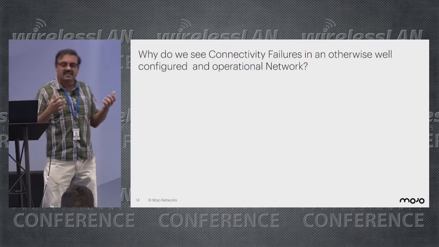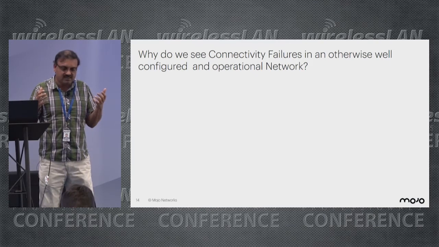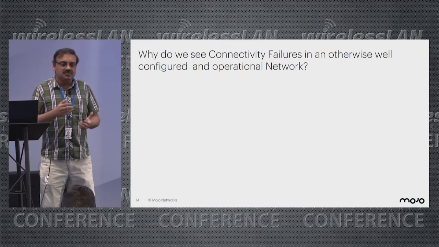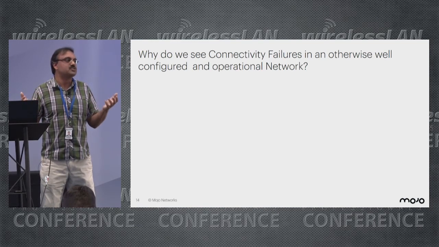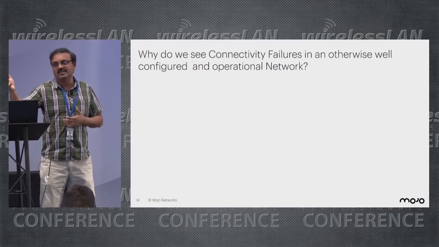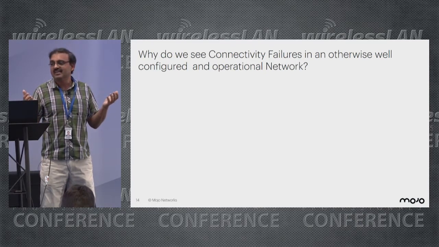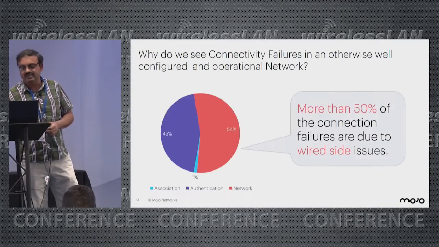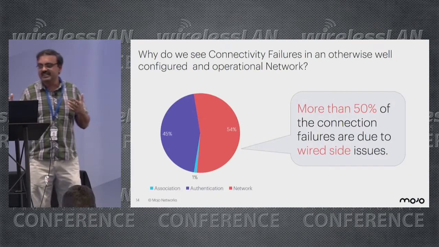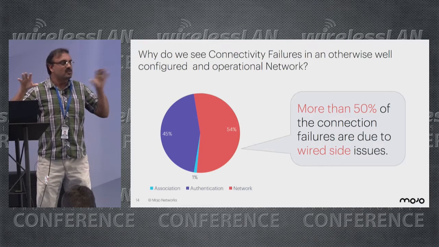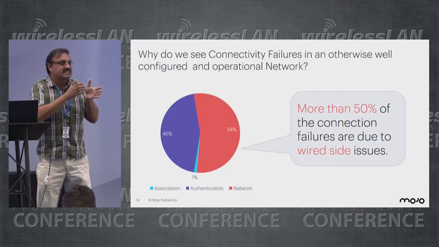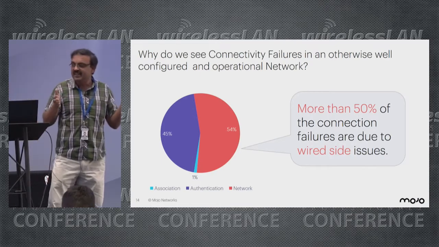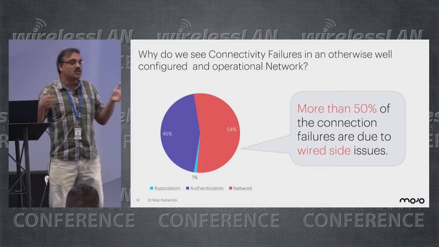What we found intriguing is that even in a network that is operating normally, why are we seeing these connectivity issues? Because if the user is able to configure the password properly, most likely RADIUS in an enterprise network or PSK in a guest network, there should be no connectivity failures. You just have to connect, but still we are seeing these failures. So that's the question we are trying to answer here. We went one more level deeper and looked at the distribution of these failures between association, authentication, and network. What we are seeing here is that more than 50% of the connection failures are due to wire side issues.